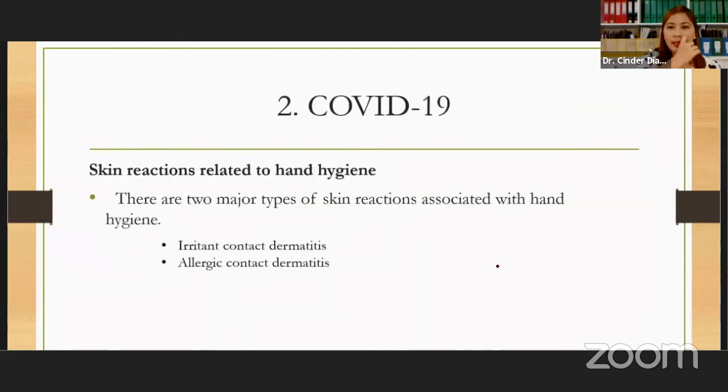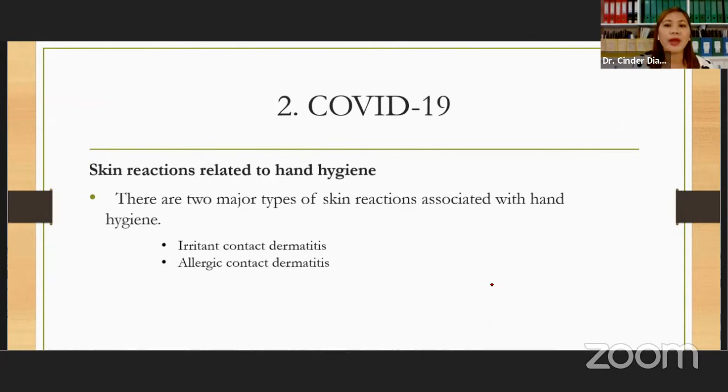Okay, another one is the skin reactions related to hand hygiene. I know most of you, lahat tayo naman dito, palagi tayong naghuhugas ng kamay, gumagamit ng alcohol, but we should be very careful because there are skin reactions associated with hand hygiene. We have irritant contact dermatitis and allergic contact dermatitis. The first and most common type includes mild debilitating symptoms, including dryness, irritation, itching, and even cracking and bleeding. This array of symptoms is referred to as irritant contact dermatitis.